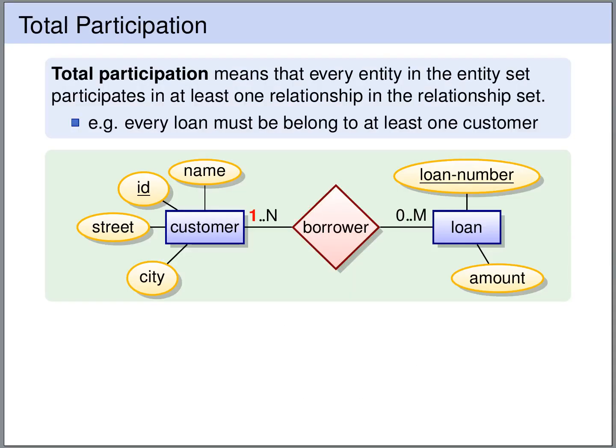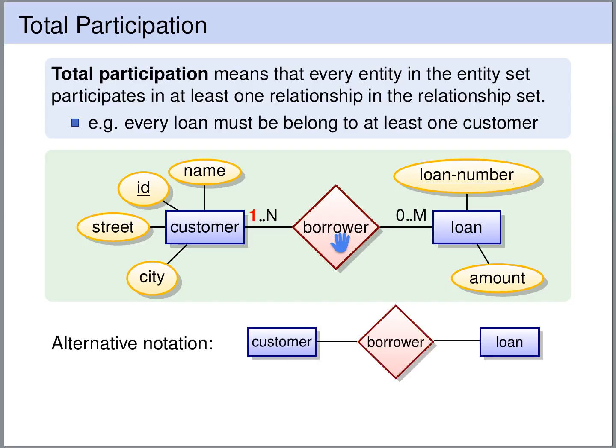We speak of a total participation if every entity in the entity set participates in at least one relationship of the relationship set. So for instance, every loan must belong to at least one customer. And this is expressed by this cardinality at least one. So the loan entity set totally participates in the borrower relationship set. Every loan is part of at least one of the relationships.